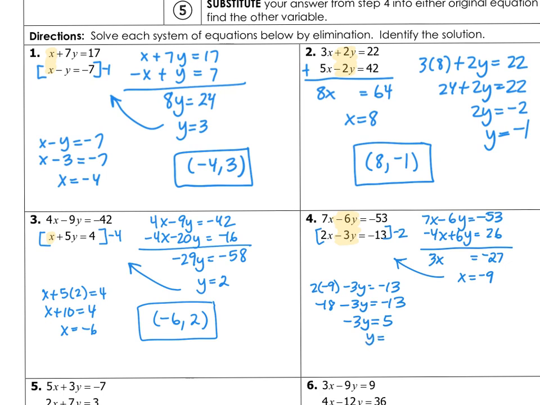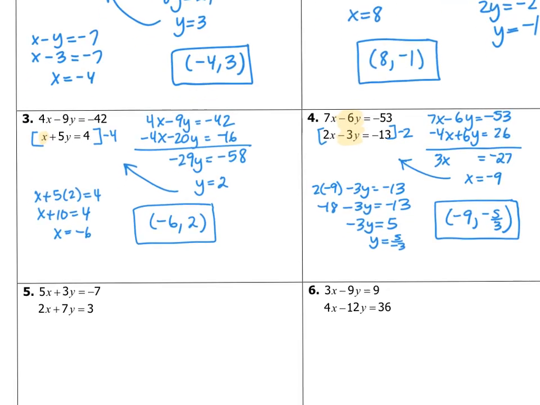Oh wow, this one gives me a fraction, because if I divide by negative 3, I get 5 over negative 3. So y is negative 5/3. So it's negative 9 and negative 5/3. I don't like when it doesn't come out nice and pretty, but that's what happens sometimes. All right, let's see the next one.